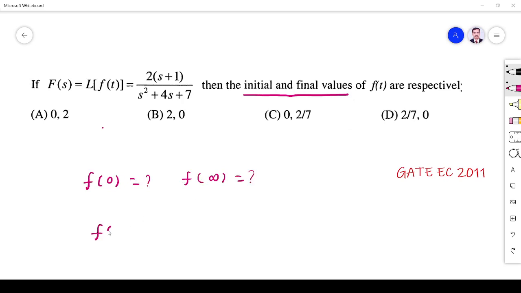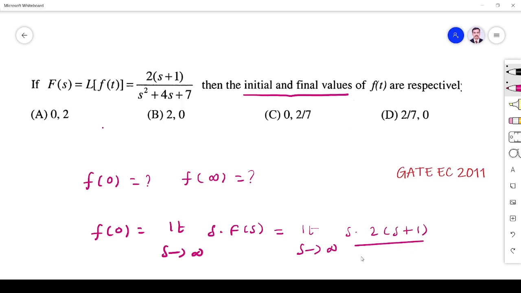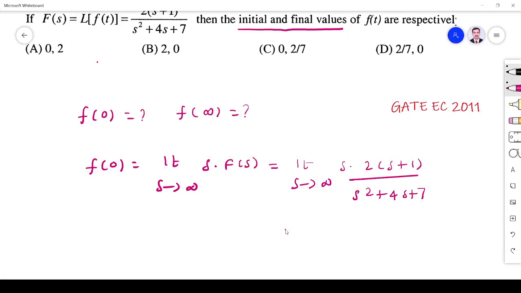We know initial value theorem is f(0) that is equal to limit s tends to infinity s into F(s). So F(s) they are given, so limit s tends to infinity s into F(s) is 2 into (s + 1) divided by s² + 4s + 7. Okay, so if I substitute infinity, I will get infinity by infinity. So take s outside. So s tends to infinity. Yes, this I take outside.